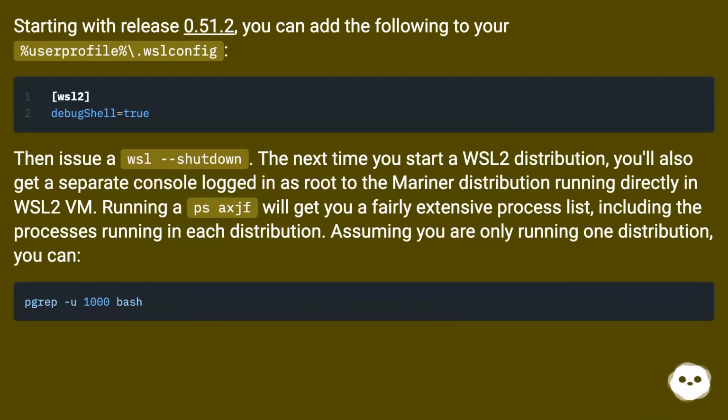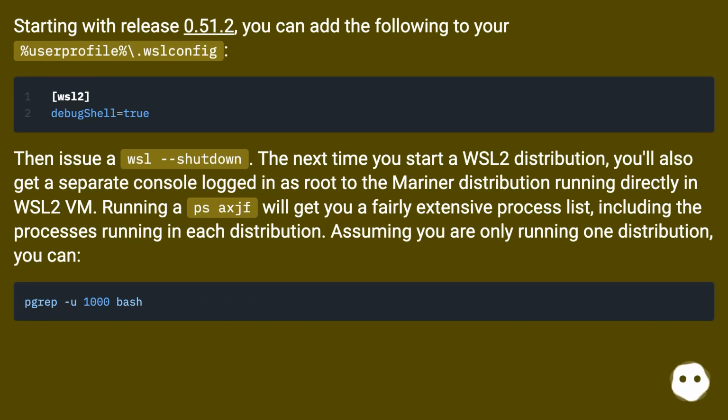Starting with release 0.51.2, you can add the following to your %USERPROFILE%\.wslconfig. Then issue a wsl --shutdown. The next time you start a WSL2 distribution, you'll also get a separate console logged in as root to the Mariner distribution running directly in the WSL2 VM. Running a ps -axjf will get you a fairly extensive process list, including the processes running in each distribution.